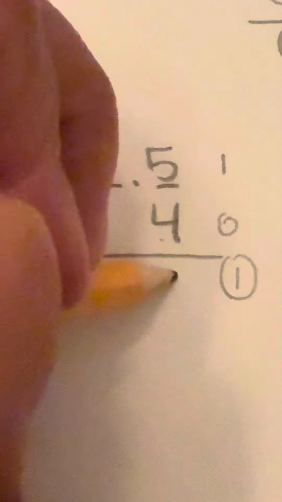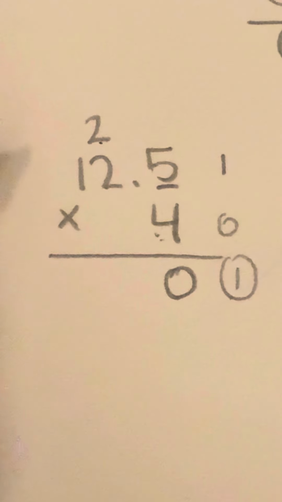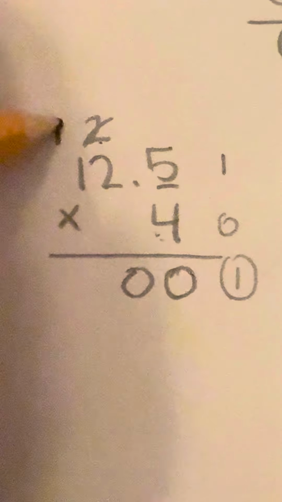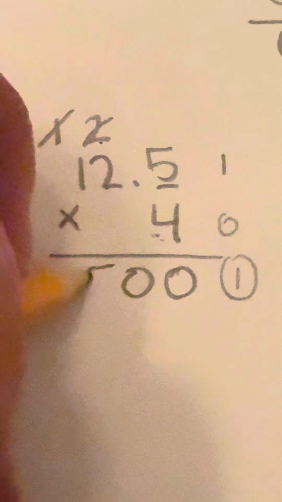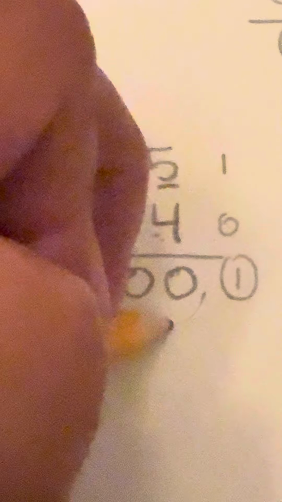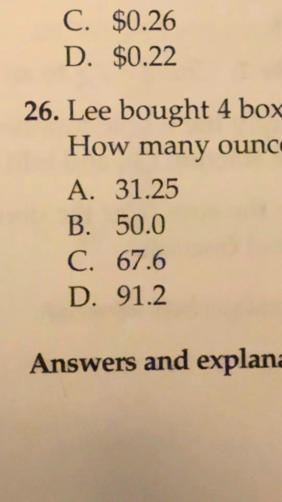5 times 4 is 20. Carry that 2. We do the multiplication. 2 times 4 is 8. Add that 2, which is 10. Carry the 1 over. And 1 times 4 is 4. Plus that is 5. We're going to move that one decimal place. We start at the end. We move it one decimal place over. That is 50.0.